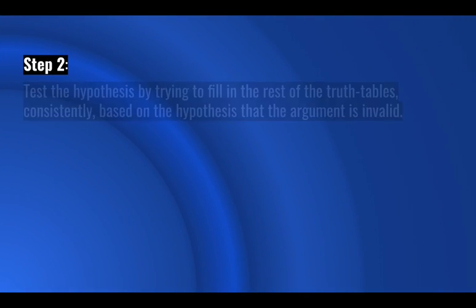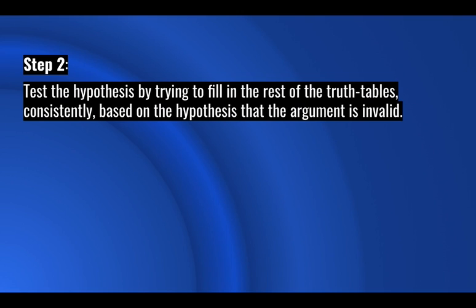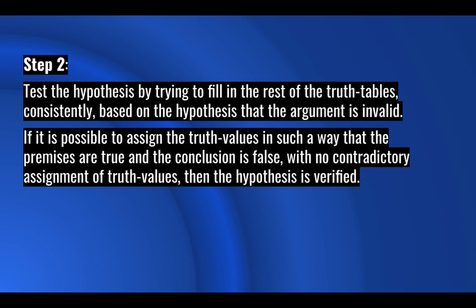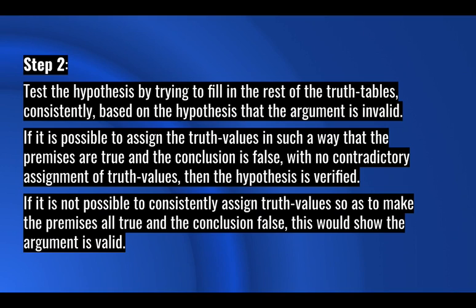Step 2. Test the hypothesis by trying to fill in the rest of the truth tables consistently based on the hypothesis that the argument is invalid. If it is possible to assign the truth values in such a way that the premises are true and the conclusion is false, with no contradictory assignment of truth values, then the hypothesis is verified. If it is not possible to consistently assign truth values so as to make the premises all true and the conclusion false, this would show the argument is valid.